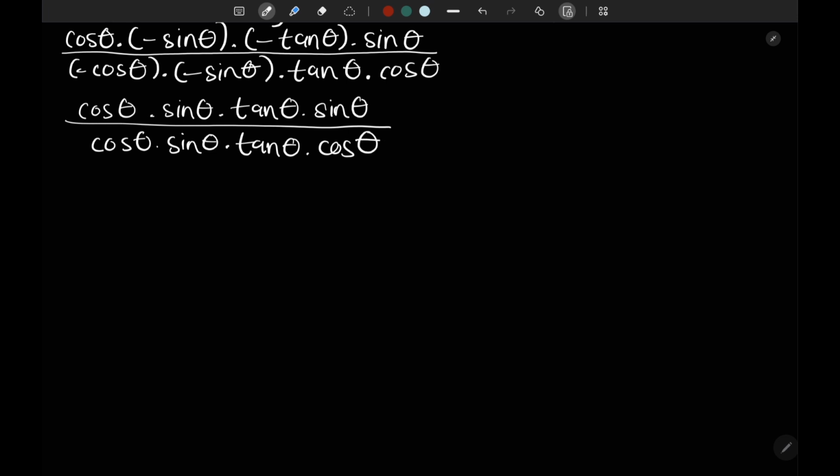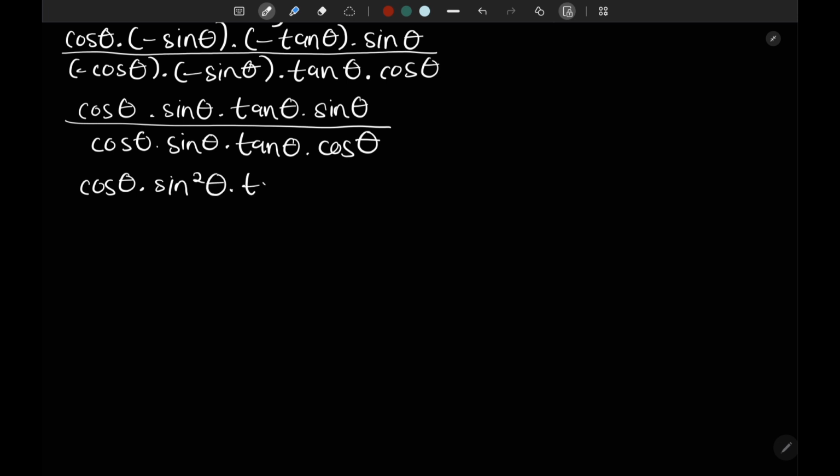We have to multiply our trig ratios. We have cos theta. Do you have another cos theta in our numerator? We have cos, sine, tan, sine. We have no other cos theta, so we can just write this as cos theta multiplied by sine theta. Do you have another sine theta? We have sine theta, tan theta, sine theta. Yes, we have two like terms. So we write this as sine squared theta.